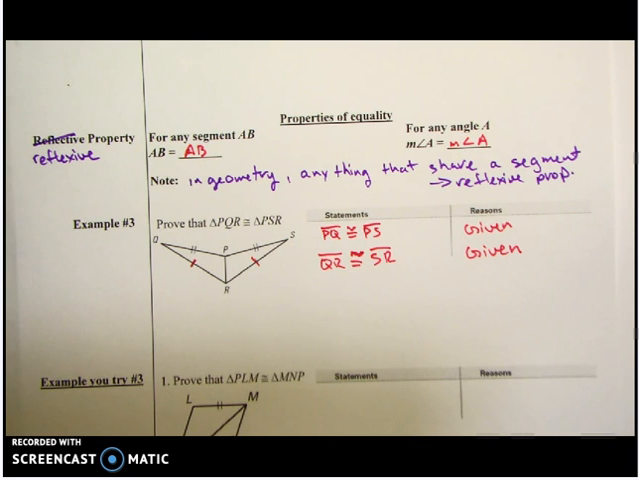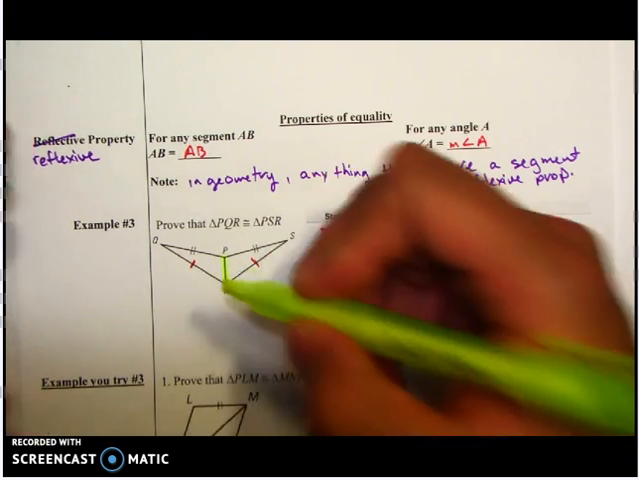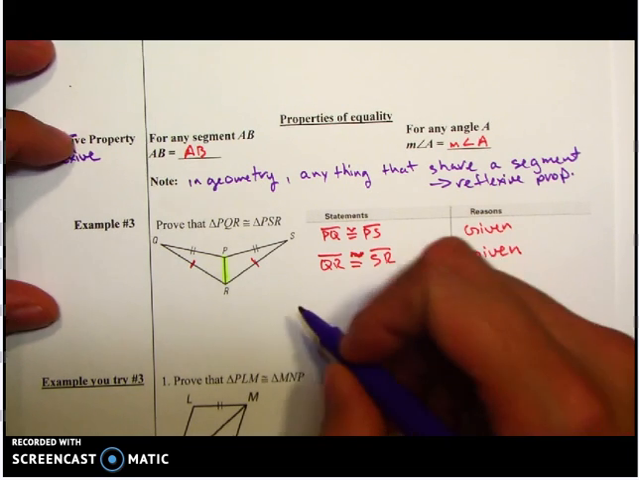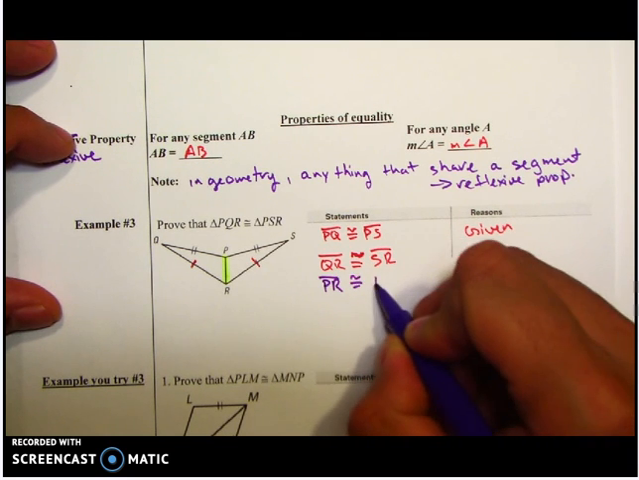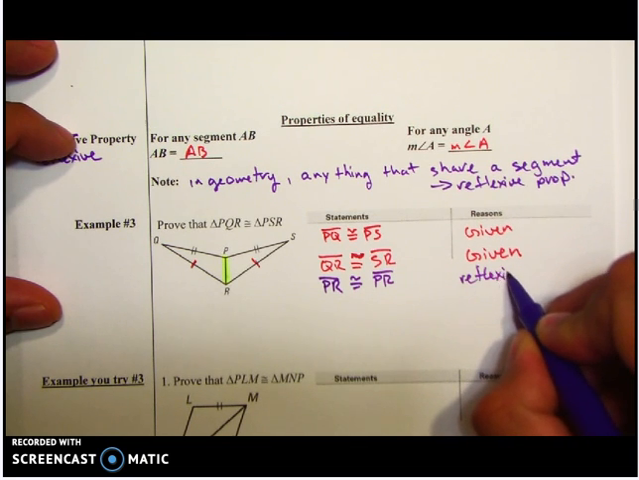But how much information do we have right now? We only have 2. 1, 2. We need how many? We need 3. So, how can we find it? If we look at it closely, you notice that these two triangles both share PR. See that? So let's use that information. Since they both share PR, we're going to use the new vocabulary we learned. PR is congruent to PR. So that's called the reflexive property.